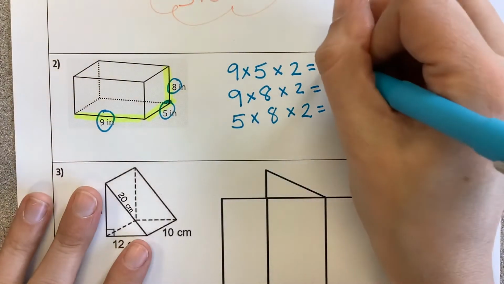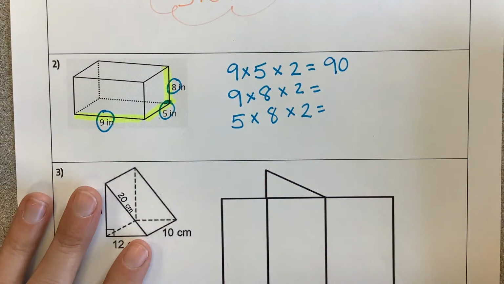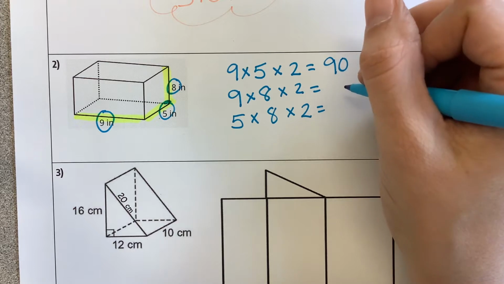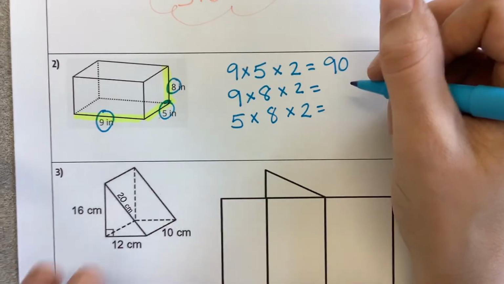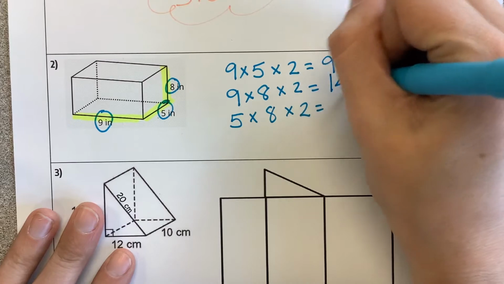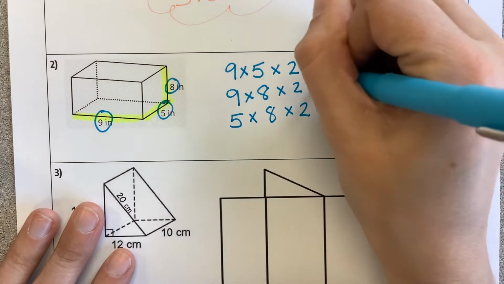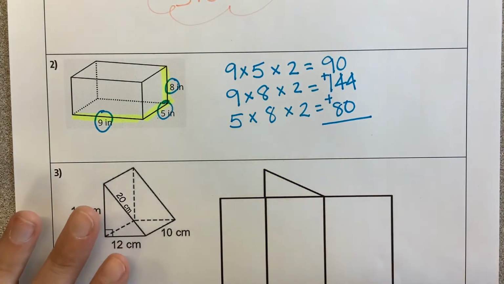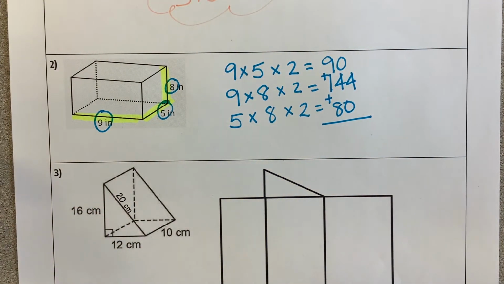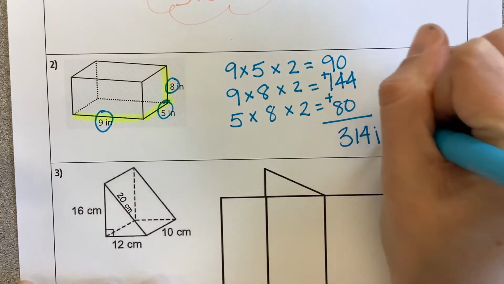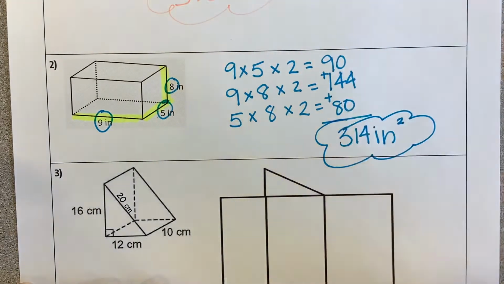So 9 times 5 times 2 is 90. 9 times 8 is 72. Times 2 is 144. 5 times 8 is 40. Times 2 is 80. And then for our total area, we are just adding those up. So 90 plus 144 plus 80, and we get a total of 314 inches squared.